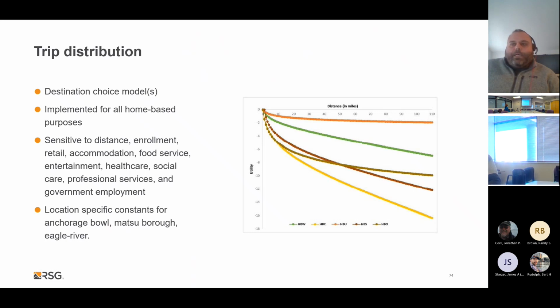And then we have different location-specific constants to represent Anchorage Bowl, Matsu Borough, and Eagle River. And that's just to capture some of the nuances in the total AMATS model area, because we also modeled the area of Matsu and Palmer. And so there's more interaction, for example, in Matsu and Palmer with Eagle River than with Anchorage Bowl itself. And likewise, Anchorage Bowl has more interaction with Eagle River. So the location-specific constants help us dial in that type of district-to-district flow in the model itself.